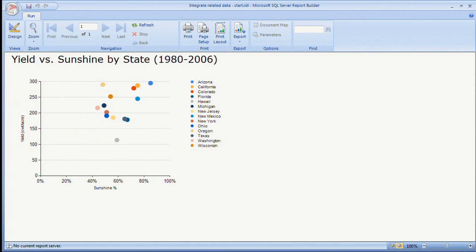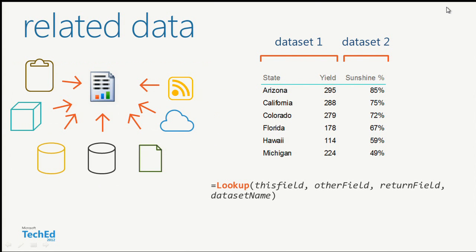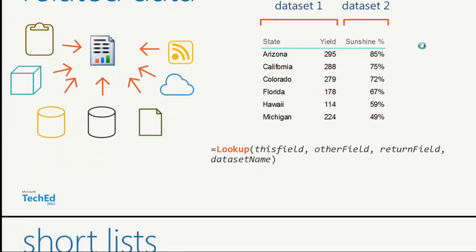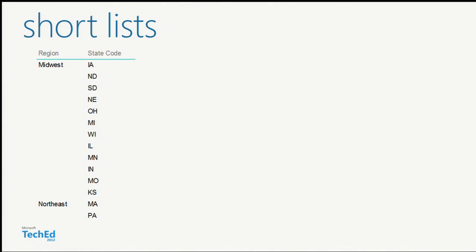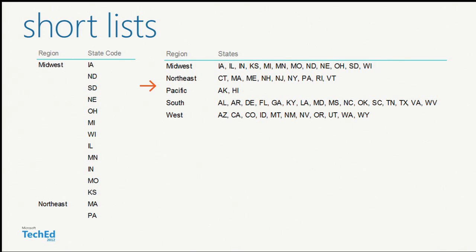Now, the last thing I'm going to show you here is, not the second last thing, is how to create a short list. So say you've got regions of the country and all the states within those regions, and you don't really want the states all on separate rows. You just want to see them all together on one row like this. How do you do that?